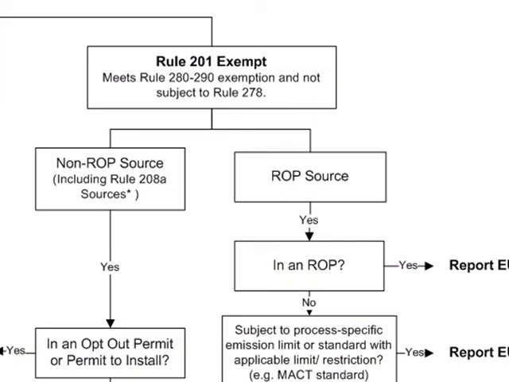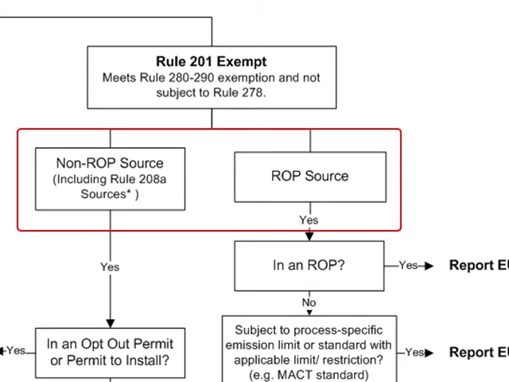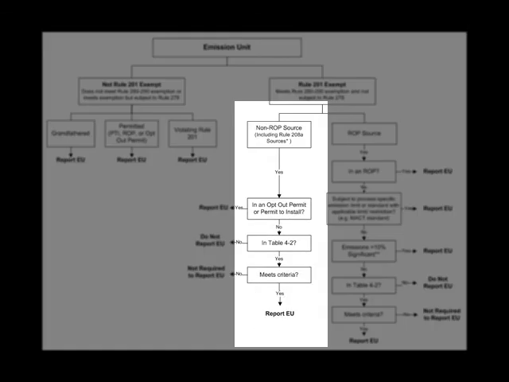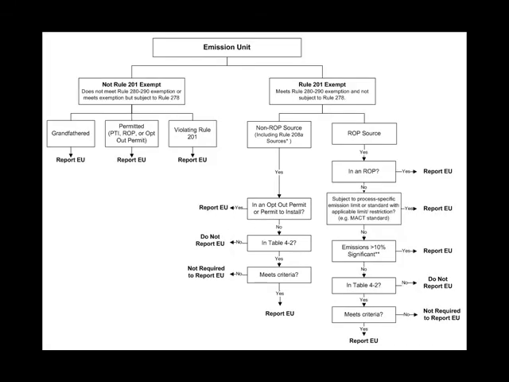And if you look a little lower, we have to look at whether or not the source has a renewable operating permit, an ROP, or not. If the source does not have a renewable operating permit, then you move down the decision tree and ask yourself certain questions regarding if it's identified in a permit, or if the rule that exempts that emission unit is identified in Table 4-2.